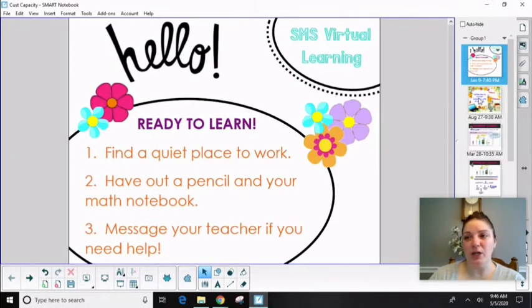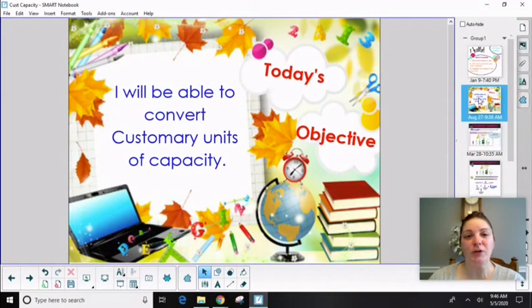All right, today's objective: I will be able to convert customary units of capacity. In the last two lessons, we looked at converting customary units of length and weight. And today we're going to look at the last customary unit conversion, for capacity.